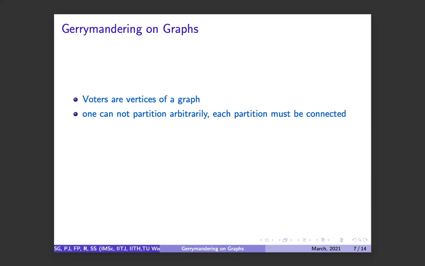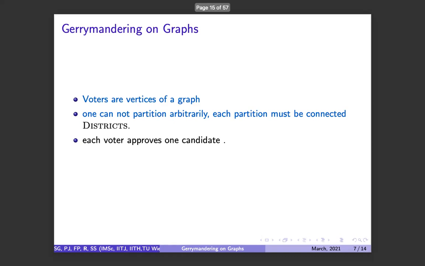Now, it is natural to look at voters on a graph, because districts are generally drawn on a map, so you can assume that the voters have some connectivity between them. If the voters are on a graph, then you cannot partition the voters arbitrarily. What you want is that a district must be connected. So we want to partition the vertices of the graph such that each part is connected, and a connected subset of the vertices is what we will be calling a district for our problem today.